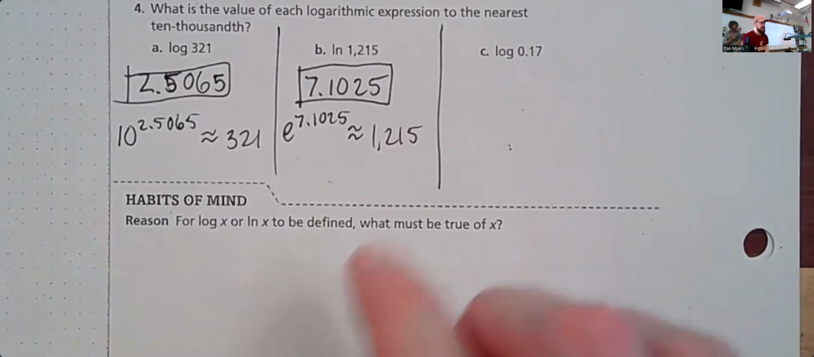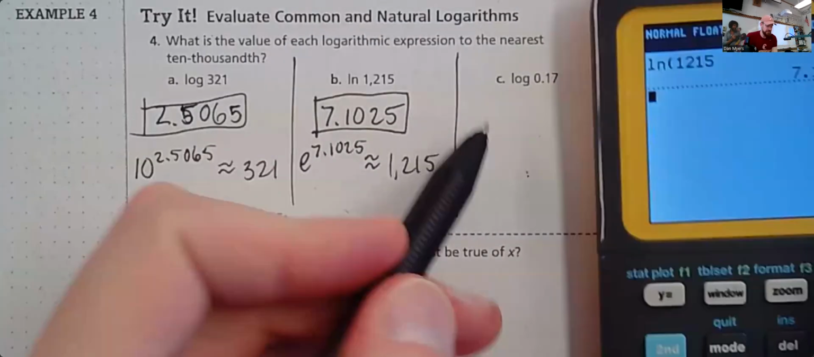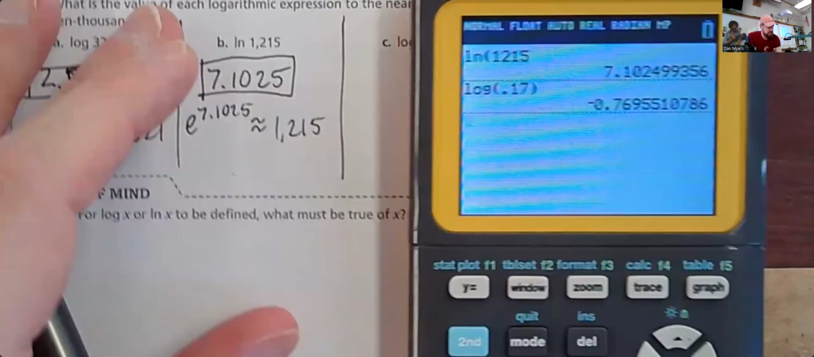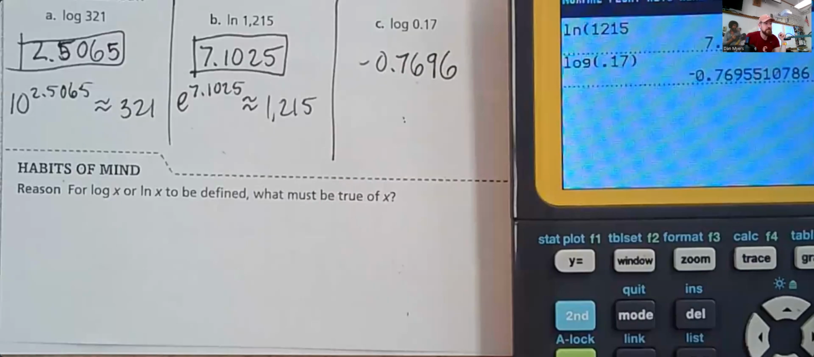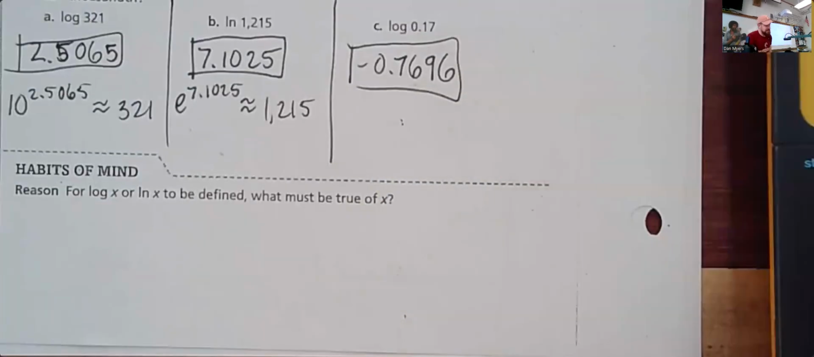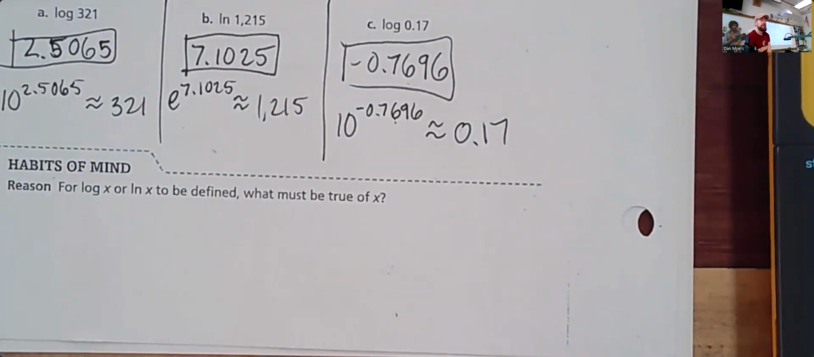This one's going to be somewhere in between 0 and -1. If you think about it, 10 to the -1 is 1/10, which is 0.1. This is a little bit bigger than that, so the exponent has to be in between 0 and -1. So type in log of 0.17, and you get about -0.7696, four decimals. So that means that 10 to the -0.7696 is approximately 0.17. That's what we're talking about. All right.